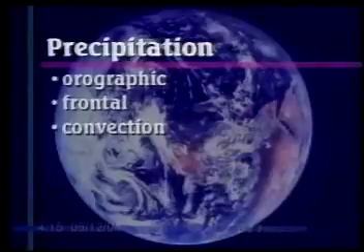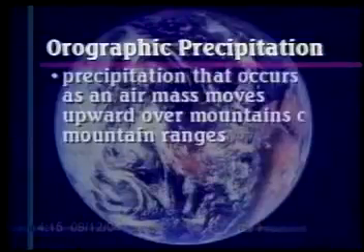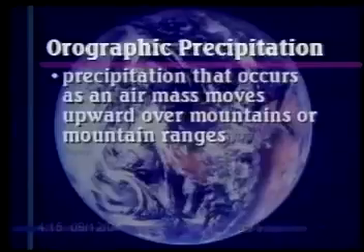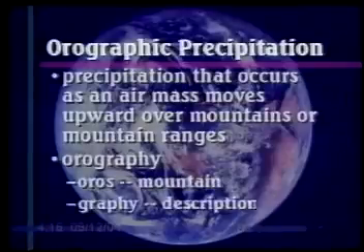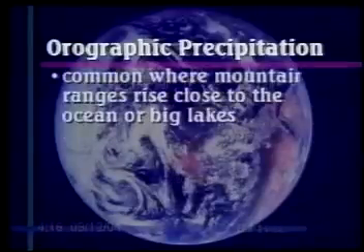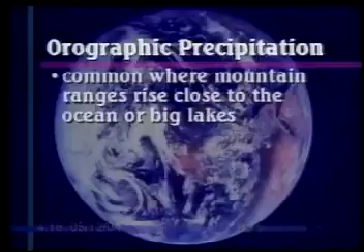Now, orographic precipitation is where we'll start, and that is precipitation that occurs as an air mass moves upward over mountains or mountain ranges. It comes from orography, oros meaning mountain, and graphy meaning description, as in geography. And orographic precipitation is common where mountain ranges rise close to the ocean or big lakes. And it's a little easier to visualize with a diagram.